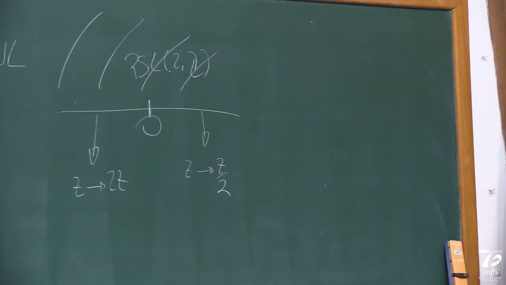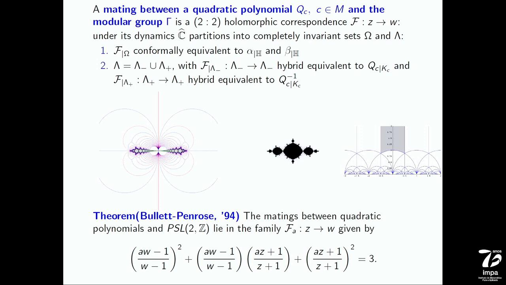So the dynamics of the modular group and the dynamics of the quadratic family fit together. And when they realized it, they defined a mating between a quadratic polynomial and the modular group as a 2-2 holomorphic correspondence where we have an invariant open subset where the dynamics is conjugate conformally to the dynamics of the modular group.